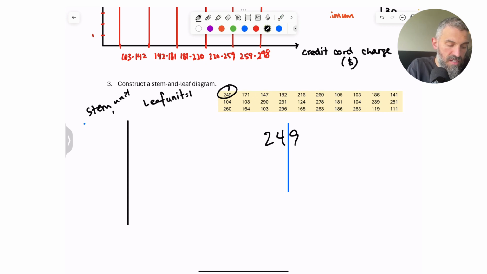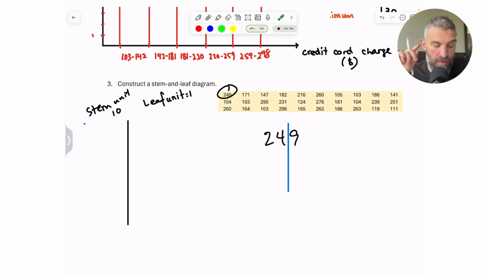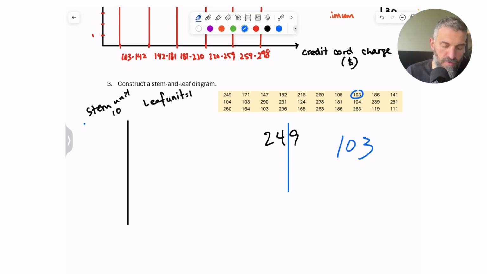So in this case, the stem unit would be 10. So again, that means any number you put on this side is in the 10th position. So let me show you the first number, and I promise you'll understand what I mean when you see it. Okay, look. You have to locate your smallest number. The smallest number for us was 103. Okay, so take 103 and slice it where I said. You would put 10 on this side and 3 on this side.